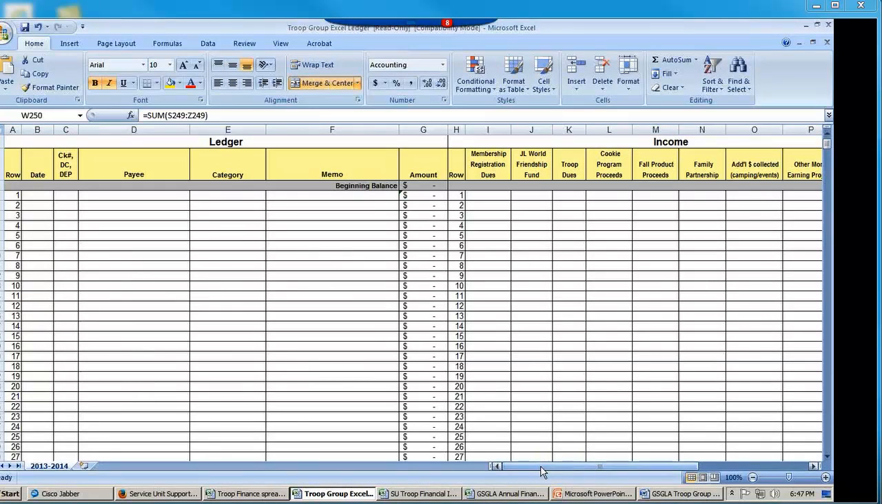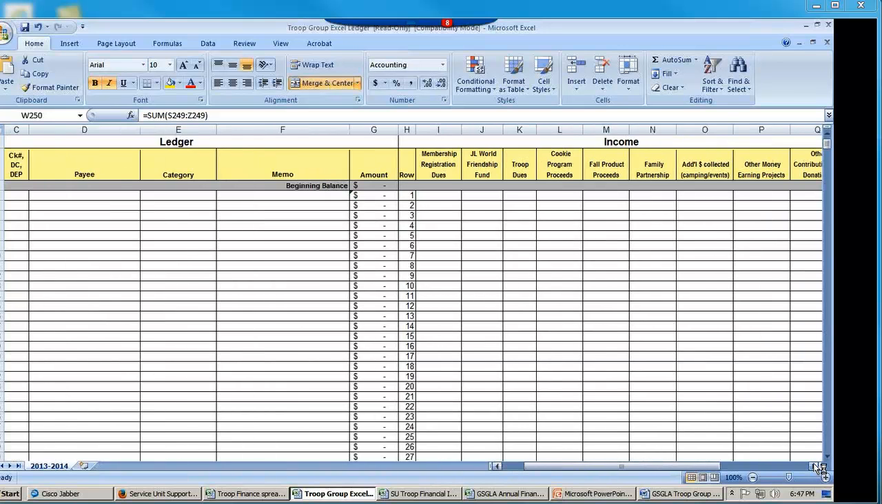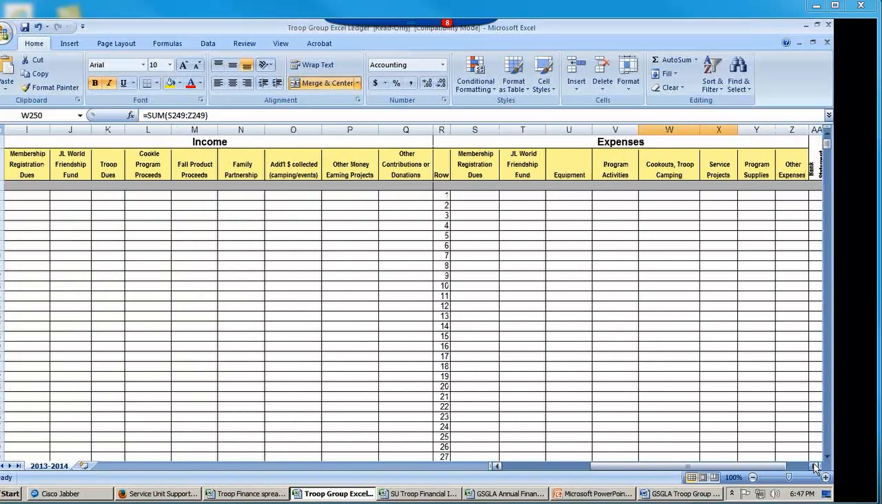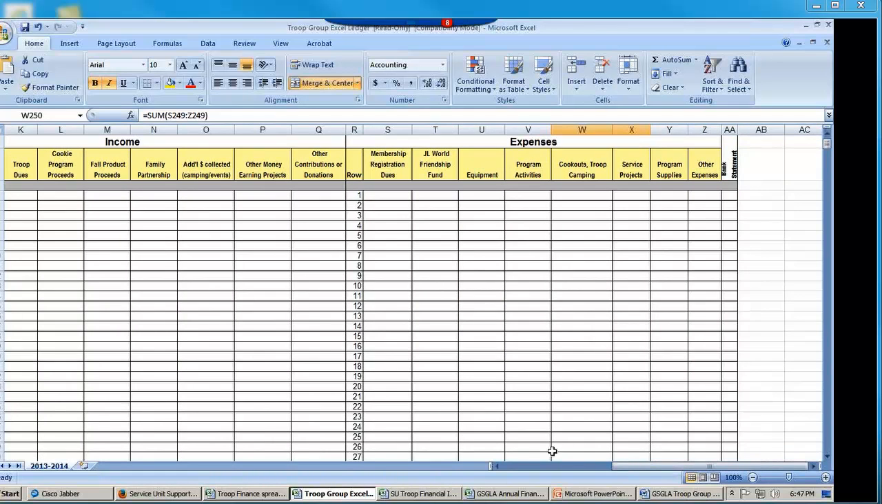Great. Okay, so here's an example of an Excel ledger that has been created, and this is basically one that mirrors that annual report. So you have all the income categories and all the expense categories. And basically, using this form, you literally can do that annual report in 5 minutes.